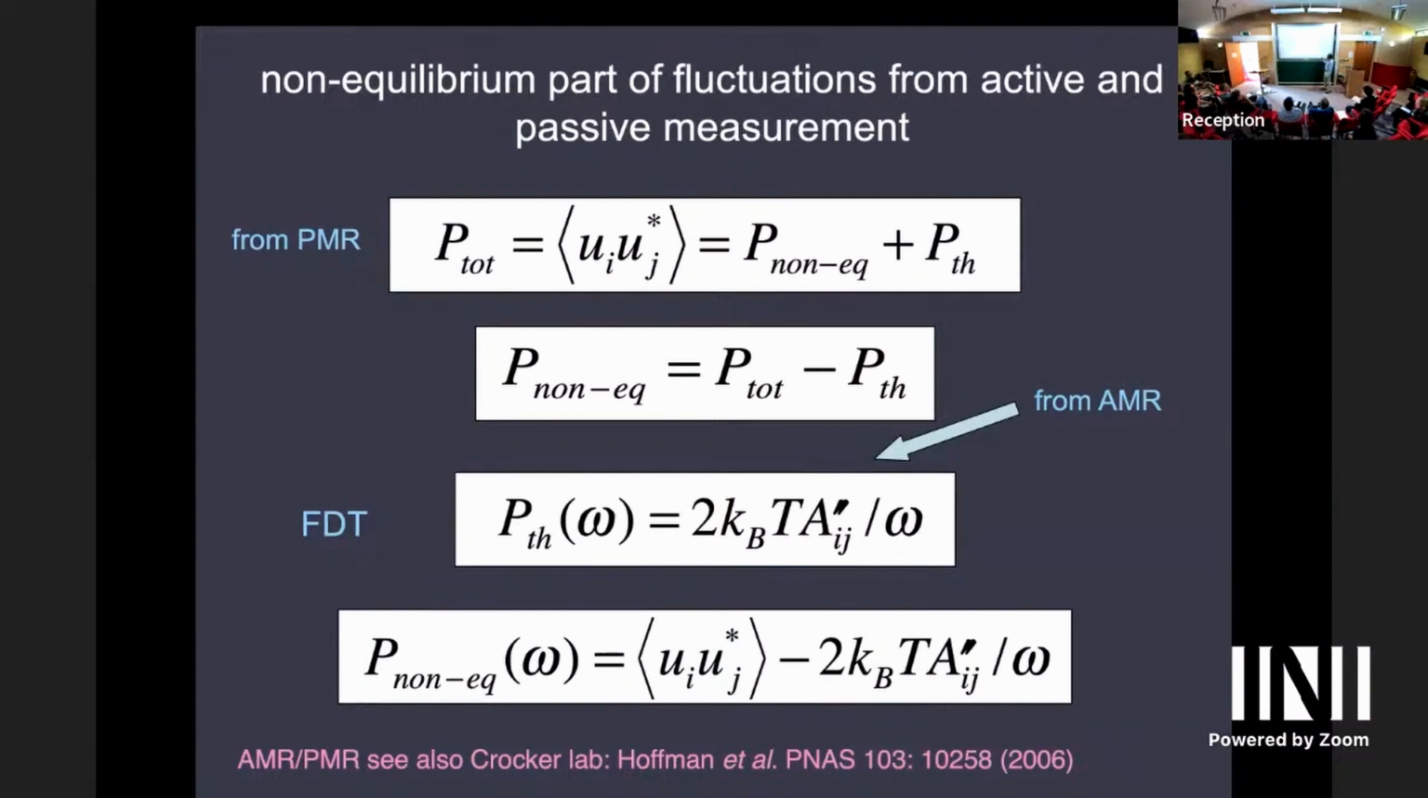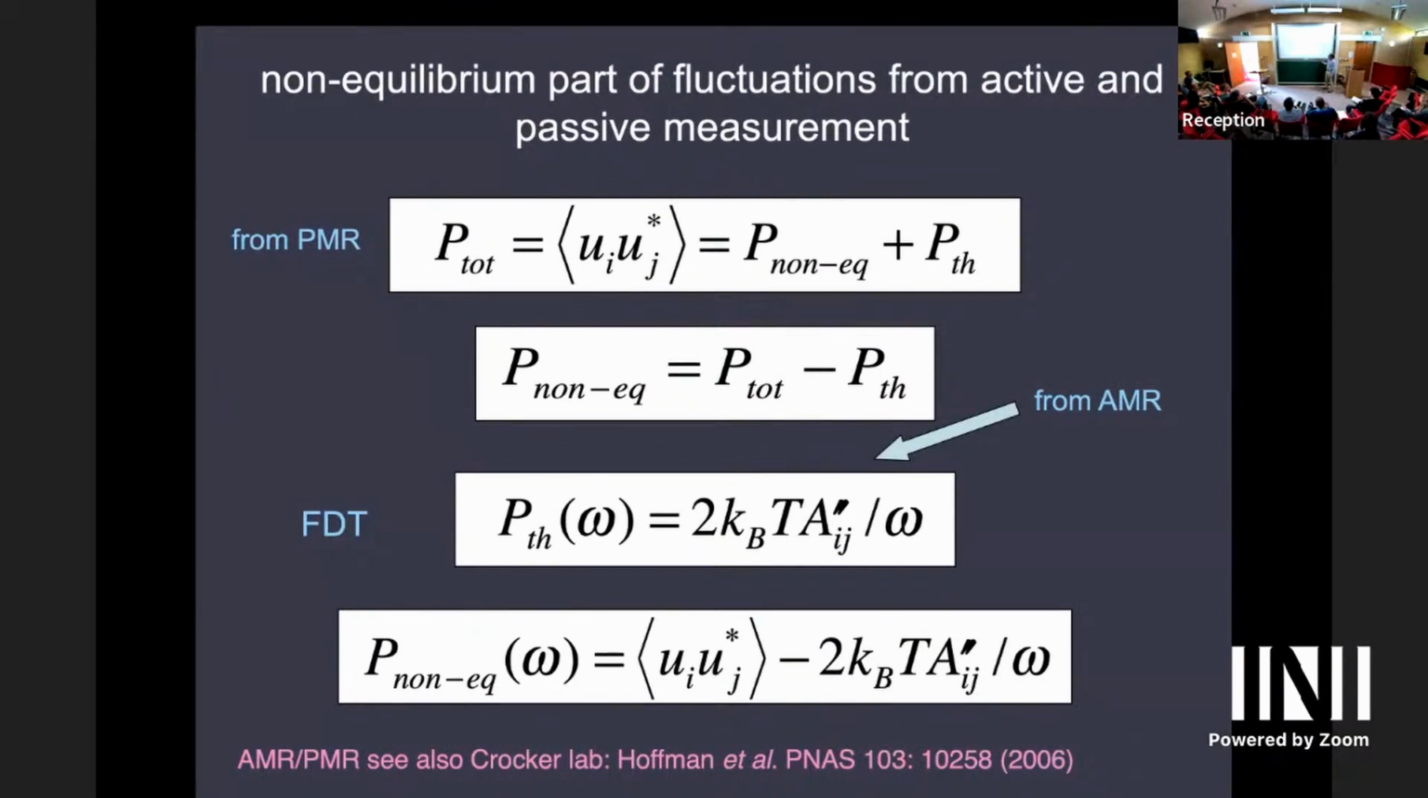You know it's the sum of the non-equilibrium fluctuations and the thermal fluctuations. You can estimate the thermal fluctuations using the fluctuation dissipation theorem, sticking in this part here that you measure actively. Convoluted logic, right? So use active microrheology to measure this. You stick it in the fluctuation dissipation theorem.